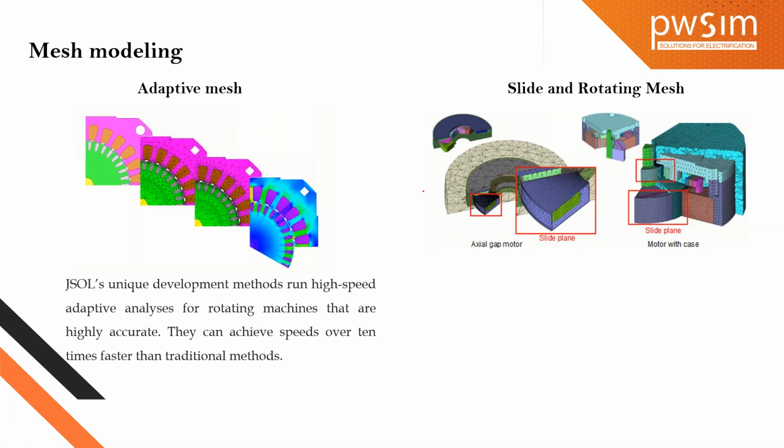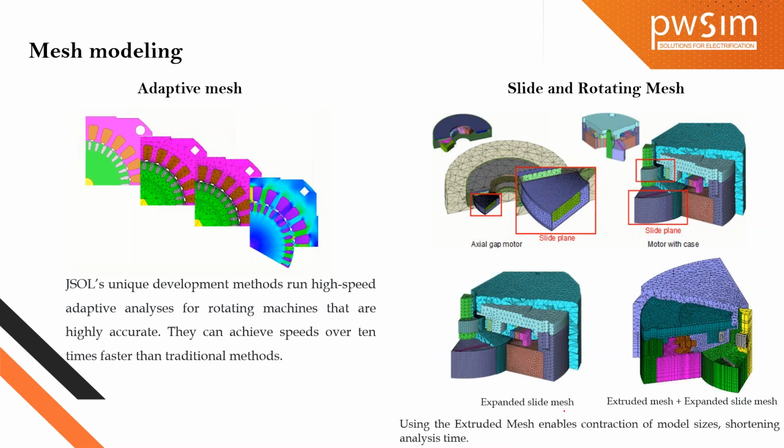So you can see for the axial gap motor, we have a slide plane in the air region between the stator and rotor. So this kind of meshing technology can be used in JMAG for the rotating machines. So also this is the motor case example. So here is the slide plane between the stator and rotor in the air region.